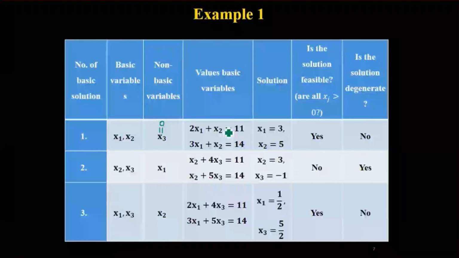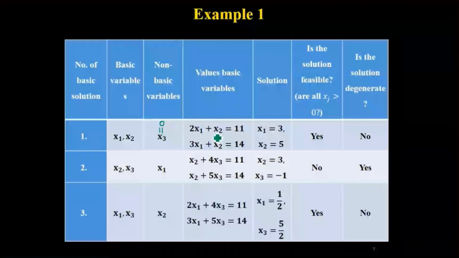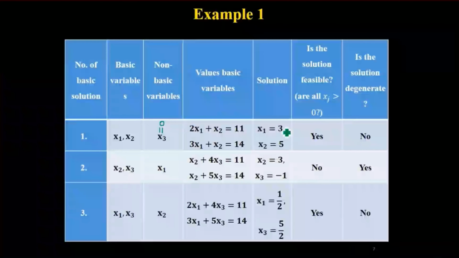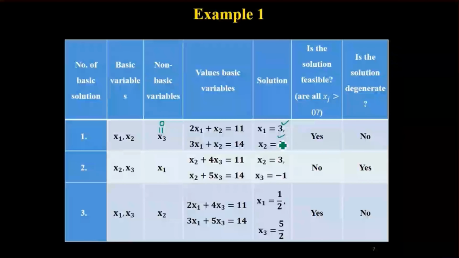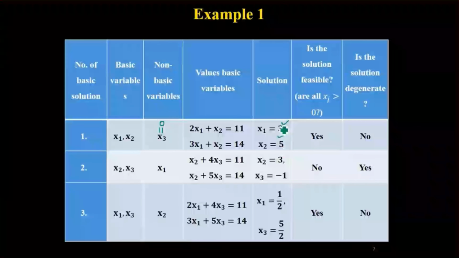So the x3 term will vanish. We will remain with 2x1 plus x2 equal to 11, and 3x1 plus x2 equal to 14. Now solve these two equations. If you solve them, you get x1 value 3 and x2 value 5. Now 3 and 5 are both positive values and neither is 0.